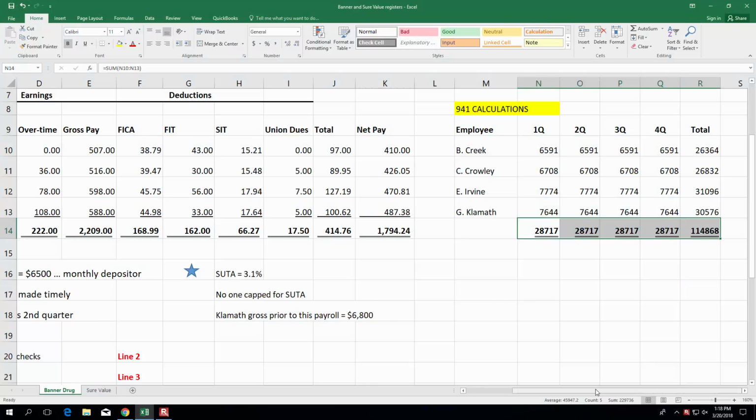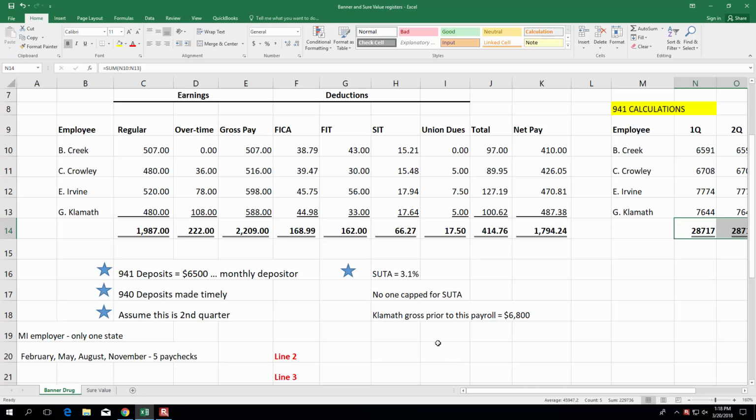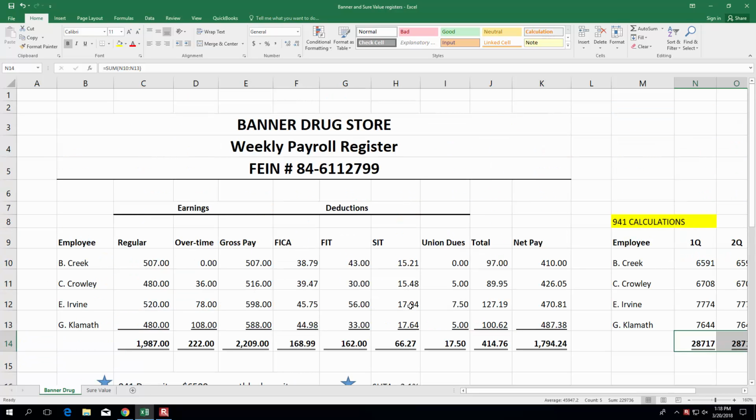Okay, so for those of you that are just listening, I'm just talking, really. We're going to practice doing a 941. So if you go to Moodle, in the first section, you're going to find a weekly payroll register, which has 4 employees and how much they're making in their payroll for one period.